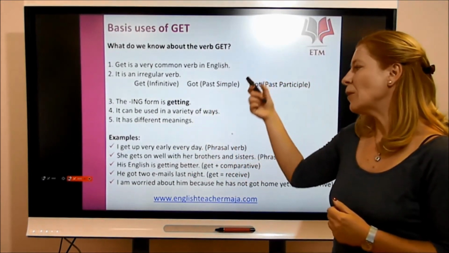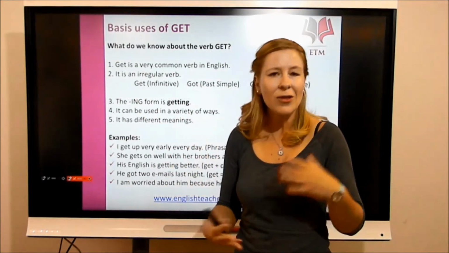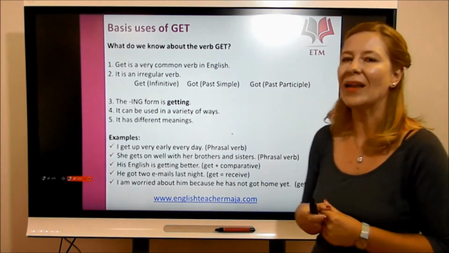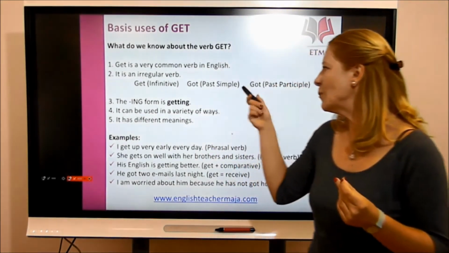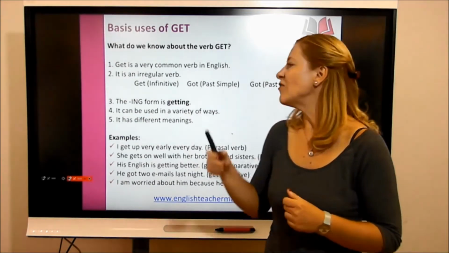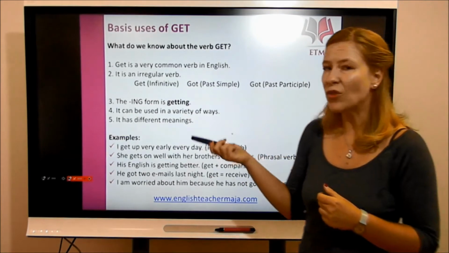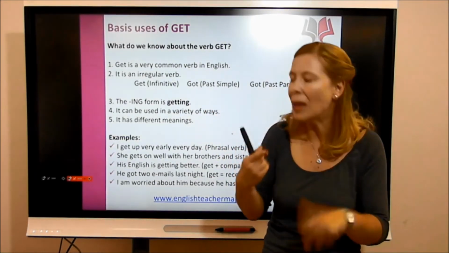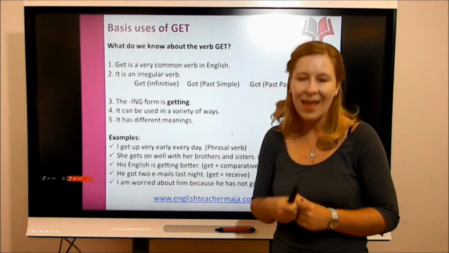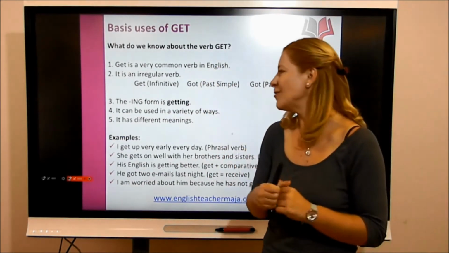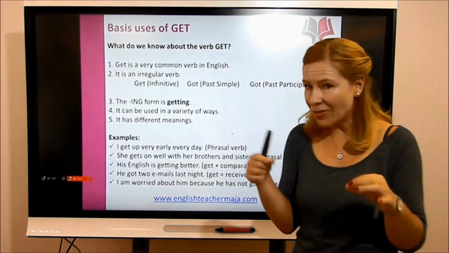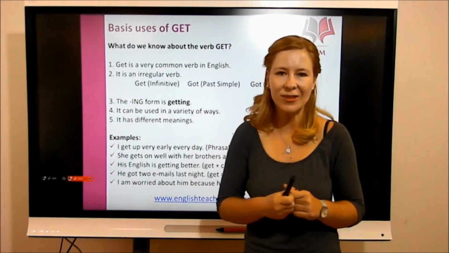It's very common because a lot of people use this verb all the time. It's important to keep in mind that it's an irregular verb. So the past simple form is got, the past participle is got as well. If you want to use the ing form, you need to remember that you need to double T. That's why getting. And this verb can be used in a variety of ways and has different meanings.